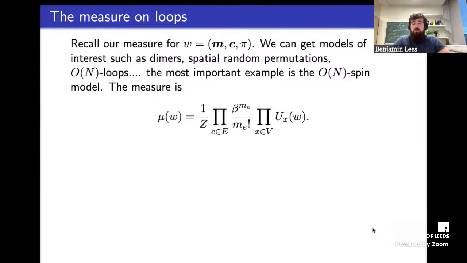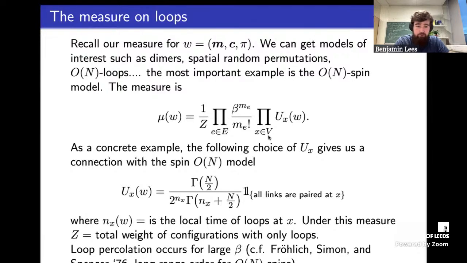So our measure, as we recall, was this. We have some normalization. We have something that looks like a Poisson density of links on each edge. And then we have some vertex weight that's telling us perhaps what we should and should not allow at vertices. And if we allow things, how much do we want to reward or punish them?